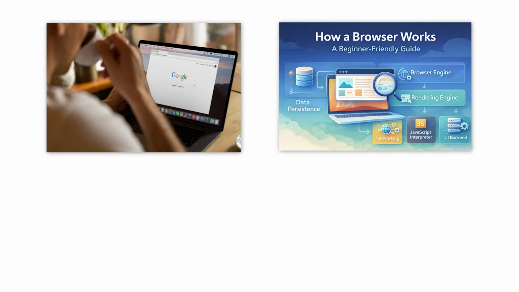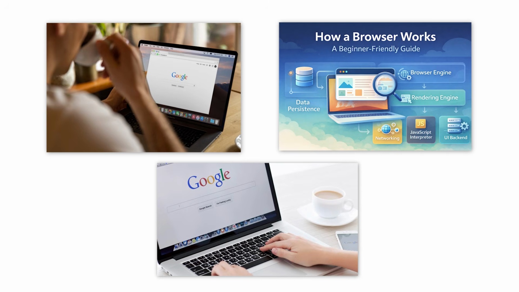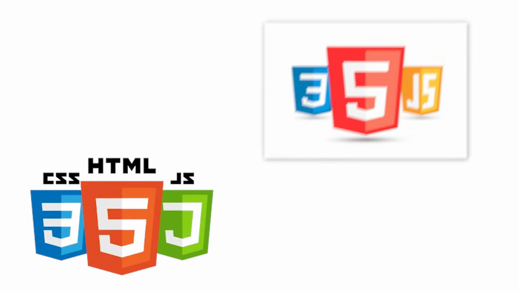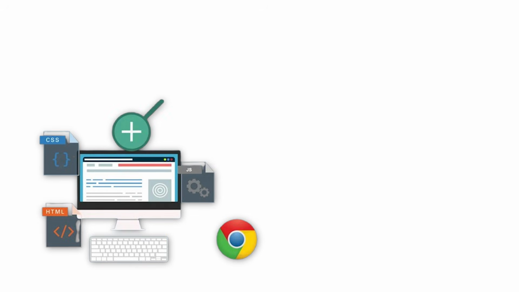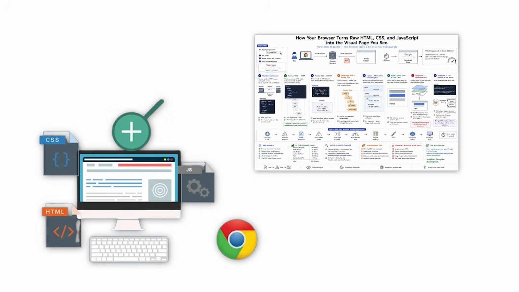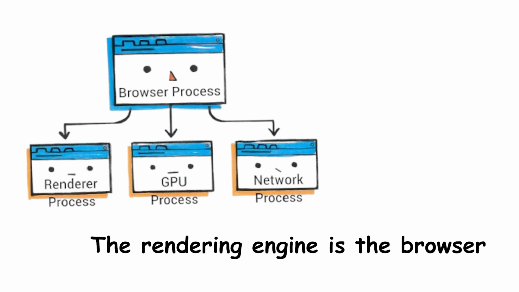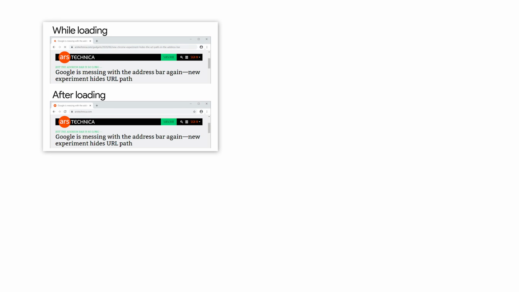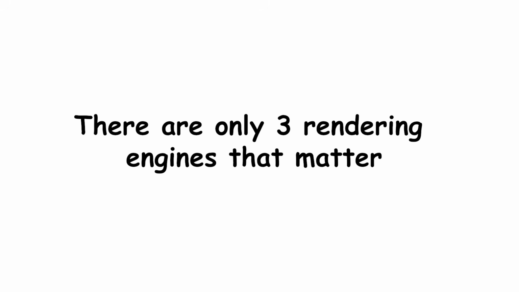The rendering engine. Every browser has a core piece of software called a rendering engine. This is the component that takes raw code, HTML, CSS, and JavaScript, and turns it into the visual web page you see on screen. The rendering engine is the browser. Everything else, the tabs, the bookmarks, the address bar, that is just the interface wrapped around it. There are only 3 rendering engines that matter.